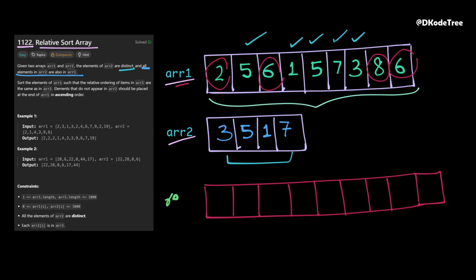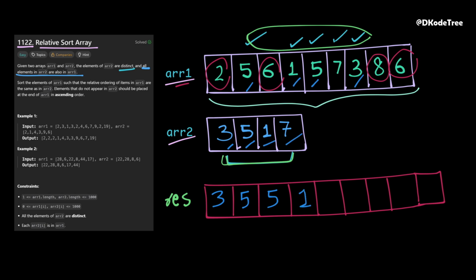So this is our result array and our goal is to place the common elements first in the exact order they appear in array 2. So the first element is 3 and we have 3 present once, so we'll add it to the result. Then we have 5 and we have 5 two times in our original array, so we'll add 5 two times. Then we have 1, present once. We'll add it to the result. And the last element is 7, and we also have one occurrence of 7 in the array, so we'll go ahead and add 7 to the result. So these 5 elements will take these places first.